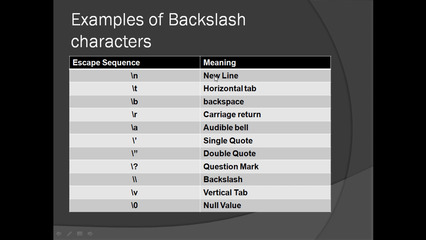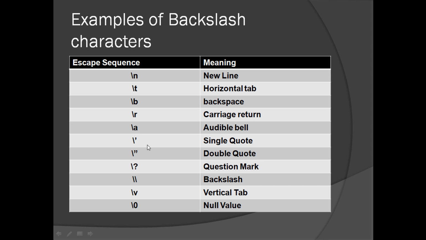Examples of backslash characters include \n. This is a new line. That means the cursor will be moved to the next line. \t, that means horizontal tab. The cursor will move some spaces. Usually tab means 4 spaces or 6 spaces depending on the computer architecture. A tab space might vary. \b, that means backspace. One character will be removed from the current line. \r means carriage return. \a means audible bell.